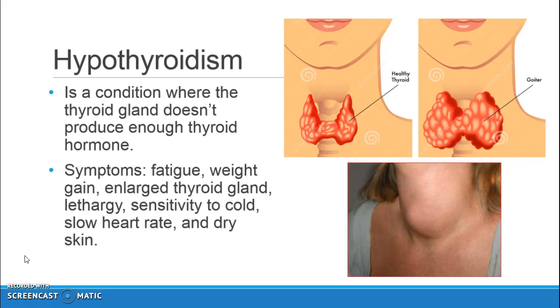The top picture shows 2 thyroid glands, and you can see the difference between a healthy thyroid gland and a goiter, which is another word for enlarged thyroid gland. The bottom picture also shows what an enlarged thyroid gland looks like on an actual person. So you can clearly see that there is an enlargement or protrusion where her neck is. With these pictures, you can see that your body doesn't function properly without thyroid hormones.